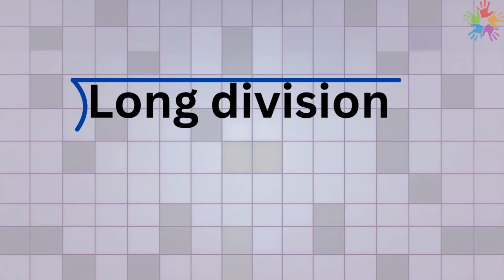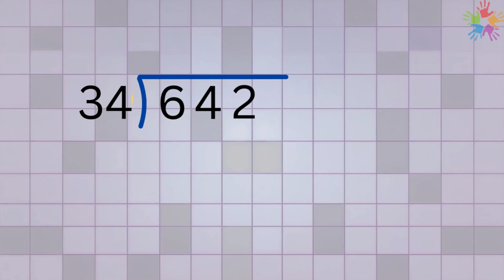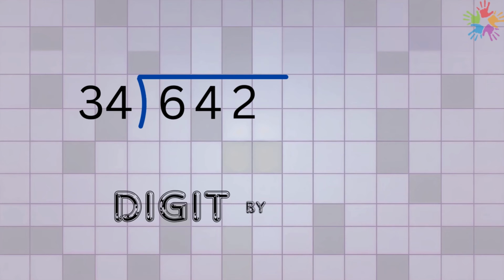Division can feel a little tricky at first, especially when the number you're dividing by has 2 digits, like this. But don't worry. In this lesson, we'll slow everything down and guide you step by step so you understand not just what to do.